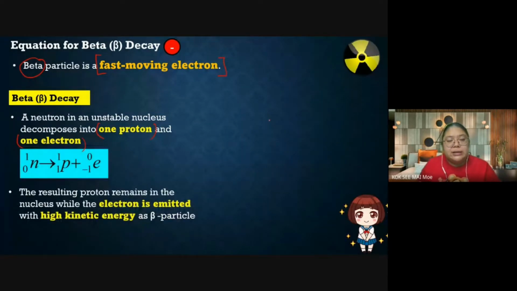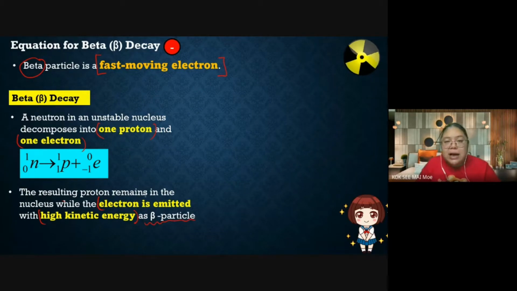So from here you can see, this one is 1, 0. Then after that, 1 proton plus an electron. Normally the resulting proton remains in the nucleus while the electron is emitted with high kinetic energy as a beta particle.